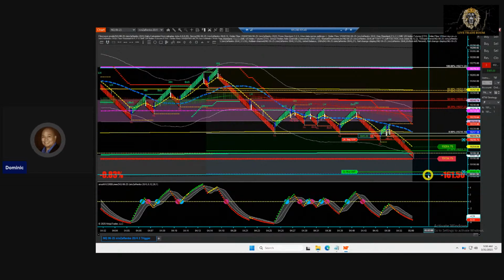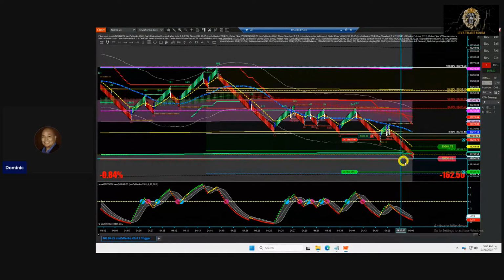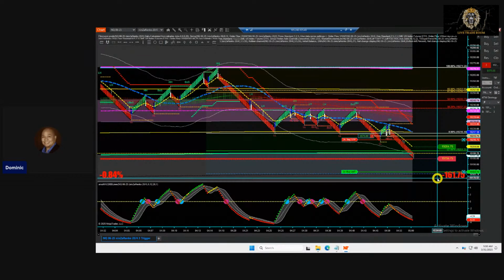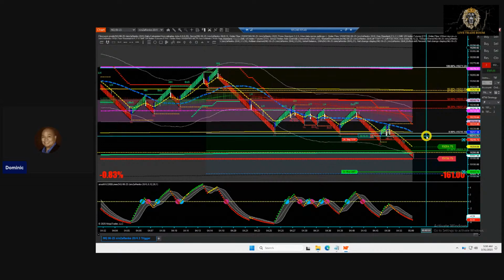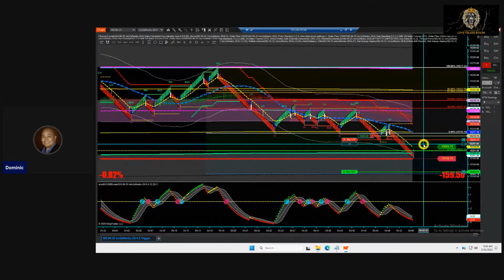Again, our farthest extension is here. Let's see if it's going to bounce off here or break through. That's a major swing right here. Hopefully it continues coming down. Again, they provided momentum to the downside, but will it sustain itself? That's the question.